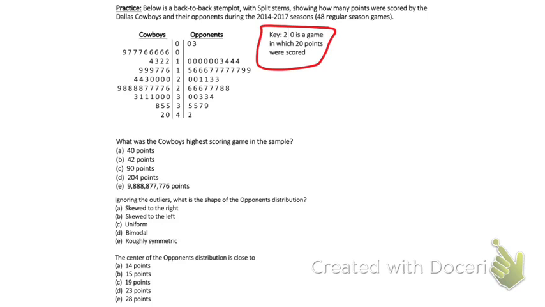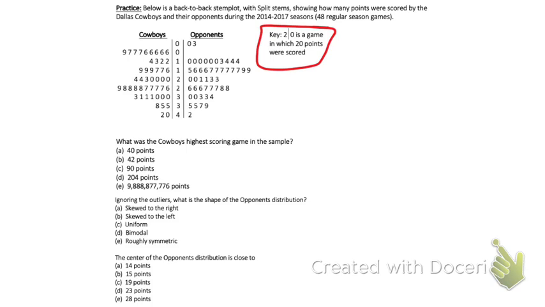All right. Ignoring the outliers, what is the shape of the opponent's distribution? What they're asking you to do is ignore these values right here. What is the shape of that distribution? Yep, I would agree. That is skewed to the right. Very good.